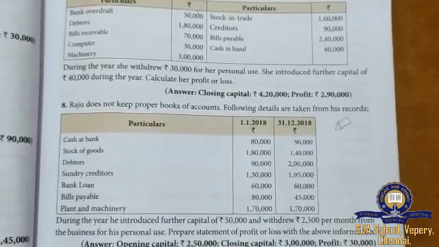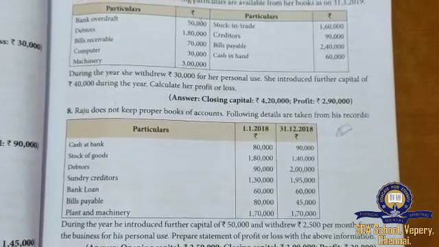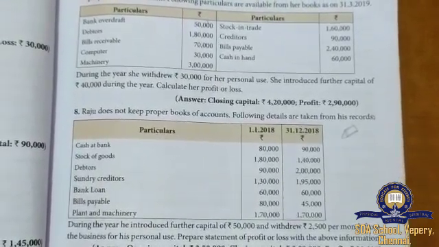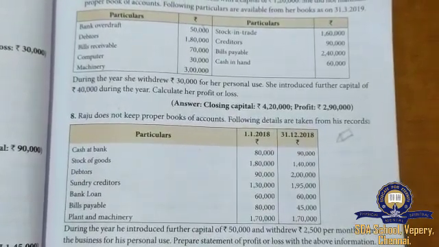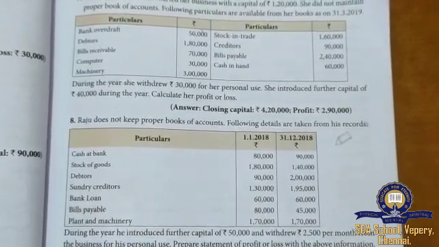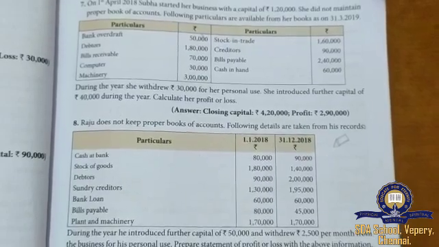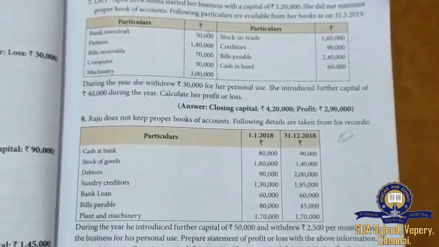So first, cash at bank is 80,000, closing will be 90,000. Stock of goods 1,80,000, 1,40,000. Debtors 90,000, 2 lakh. Sundry creditors 1,30,000, 1,95,000. Bank loan is 60,000, 60,000. Bills payable 80,000, 45,000. Plant and machinery 1,70,000, 1,70,000.